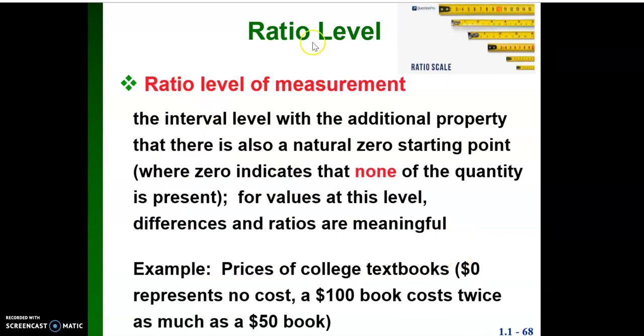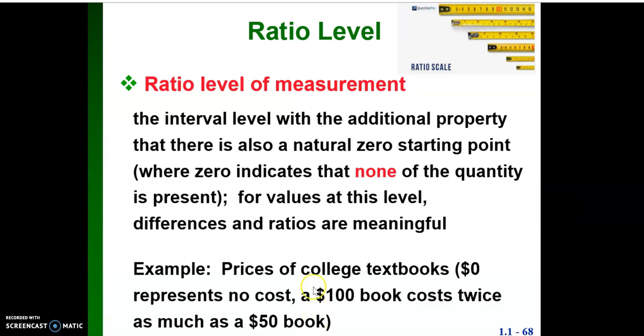And the last level of measurement we call the ratio level. That's the highest level. It is the interval level with the additional property that there is also a natural zero starting point. What does natural zero mean? Zero means nothing, right? This time the difference is meaningful, and at the same time, with a natural zero, the ratio is also meaningful. If you see all these properties, that will go under the ratio level.